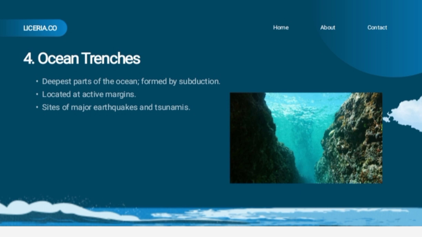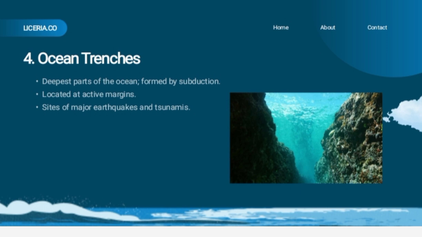Next, ocean trenches. Ocean trenches are the deepest parts of the ocean, characterized by extreme depths and steep V-shaped profiles. Trenches are formed at subduction zones where one tectonic plate is forced beneath another. The bending of the subducting plate creates the trench. They are typically located at active continental margins.